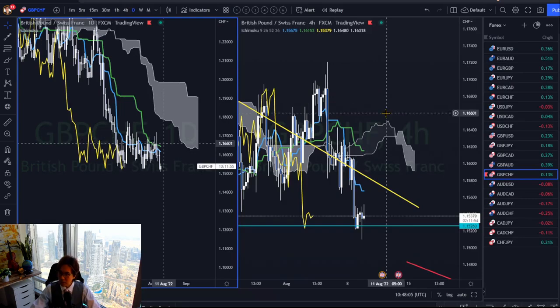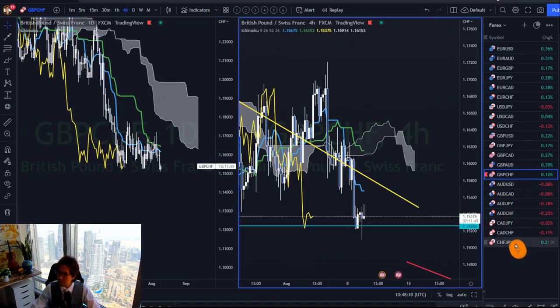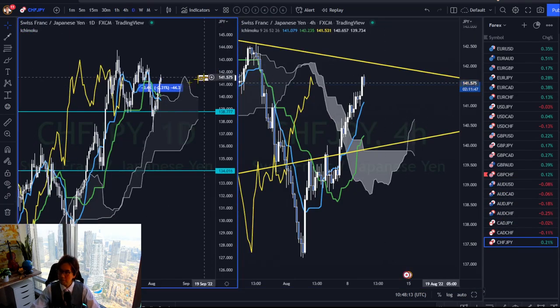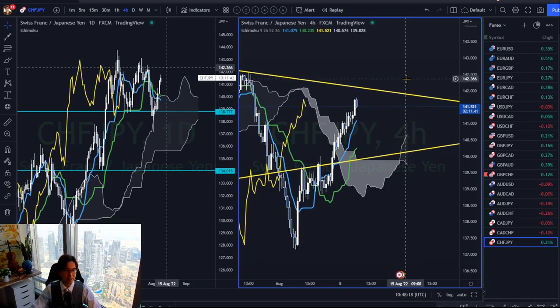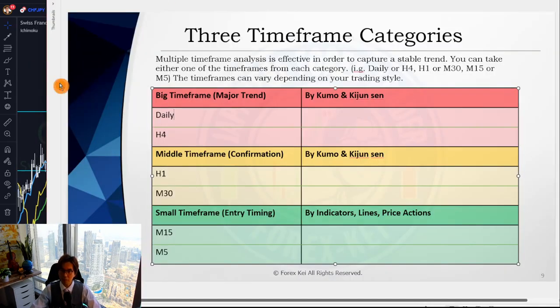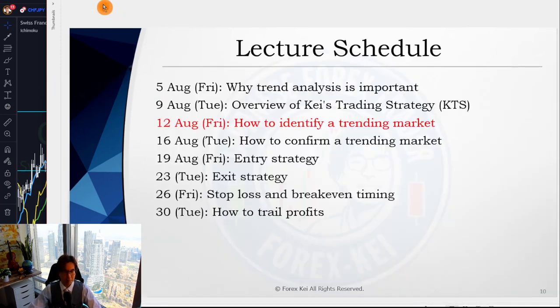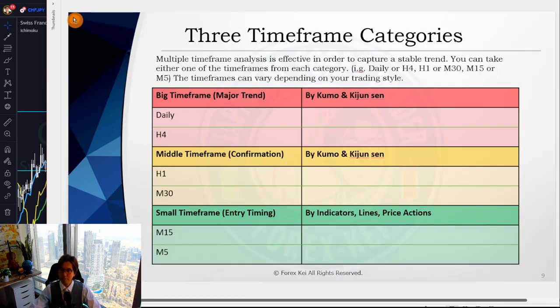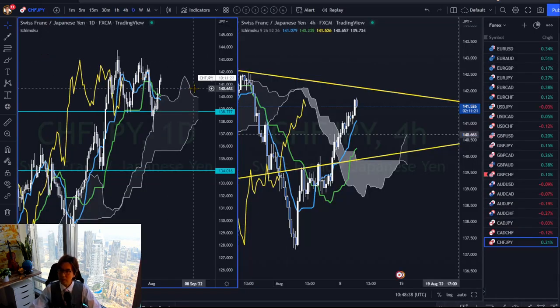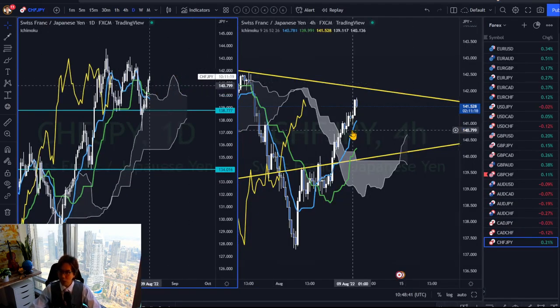So there is another good example today on the Swiss franc JPY. So let me just move it to here. If you look at this market, I will actually talk about this one this Friday when I cover the entry timing, which is the 12th August Friday topic. But just to give you an overview today, in this case, daily is flat and 4 hours up.